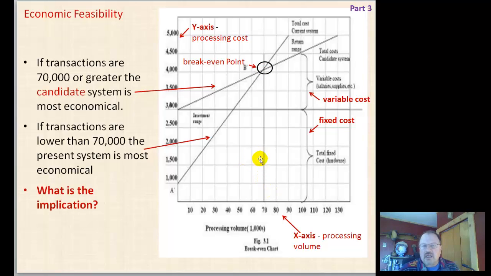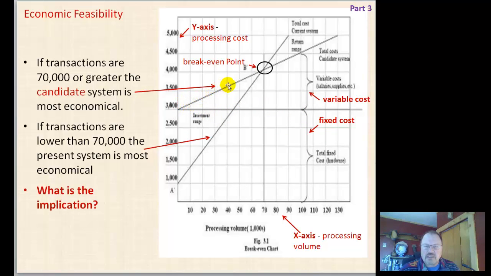Okay, and at 80 it's more expensive, and 90 more expensive. Now this is the development of a new system. So this is the comparison of the old system versus the new system. Now the new system costs so much money. That's this line. Okay, and these are fixed costs of that new system.